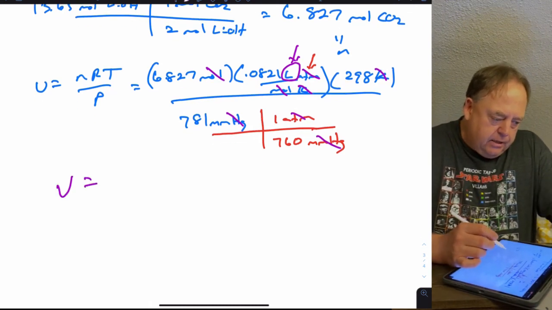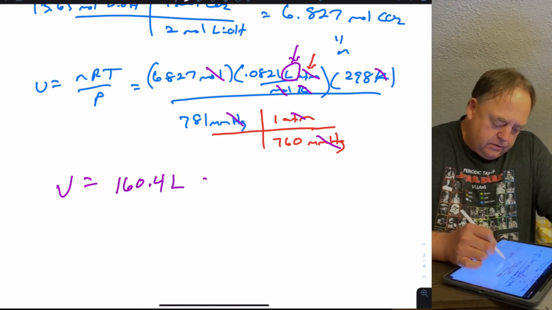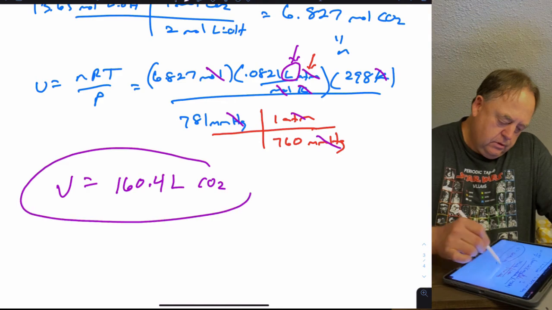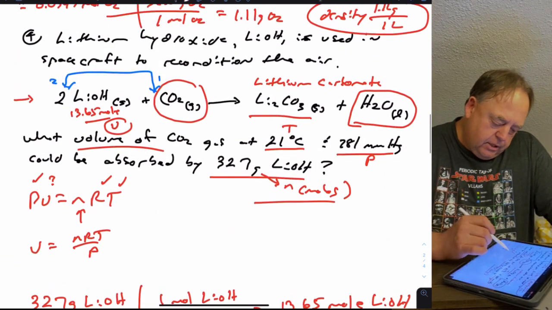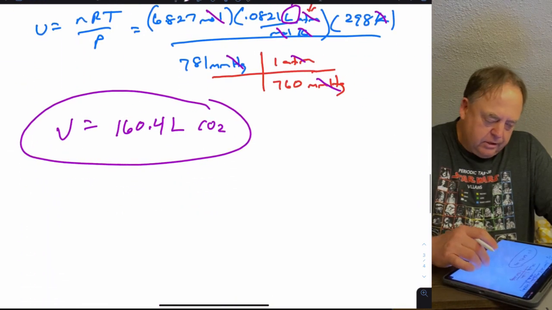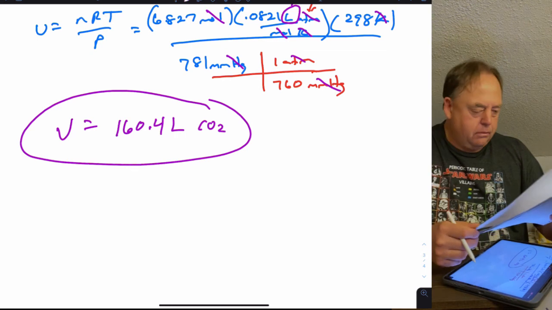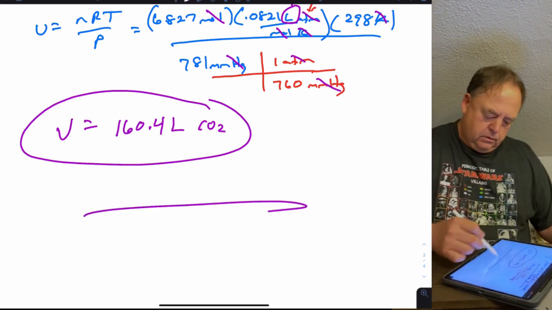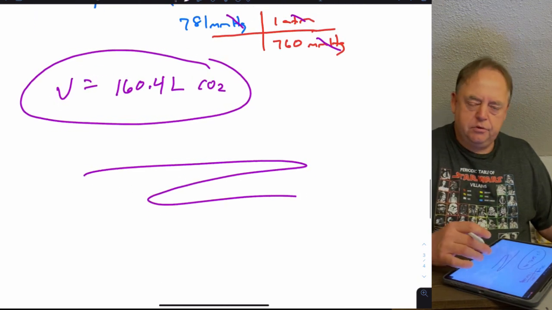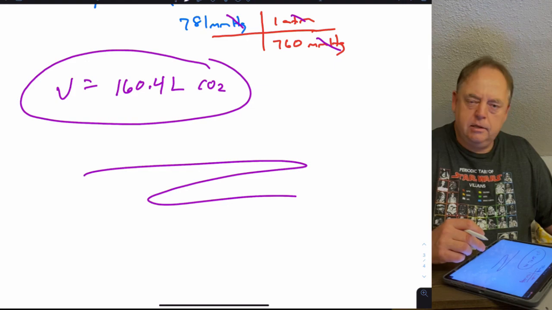Okay, so if you calculate that out, you should get the volume is 160.4 liters of CO2. So 327 grams of lithium hydroxide would react with 160.4 liters of CO2. And now the problem is done. Okay, so that's just a few examples of how to use the gas laws. And so you should be able to do similar problems like that on the final exam.